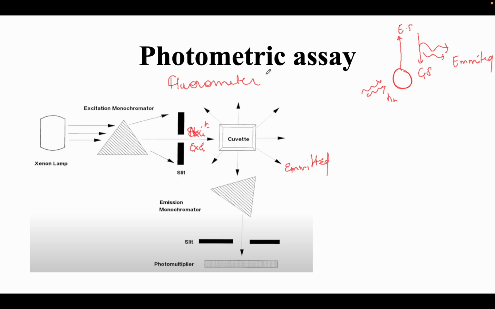The fluorometer measures the emitted light at 90 degrees. So this is not absorption spectroscopy, this is fluorescence spectroscopy. The light is emitted in all directions, so we are just measuring the emitted light at 90 degrees.